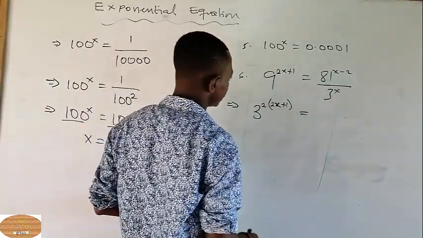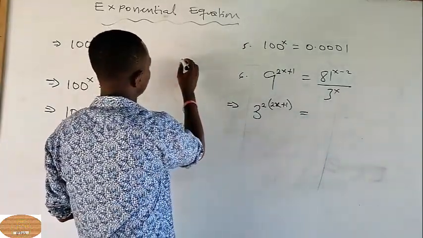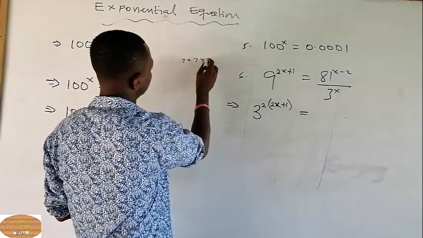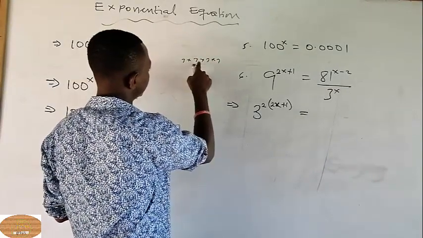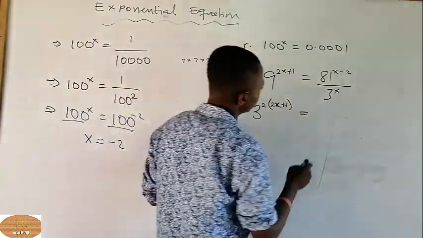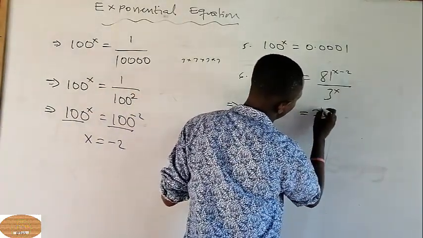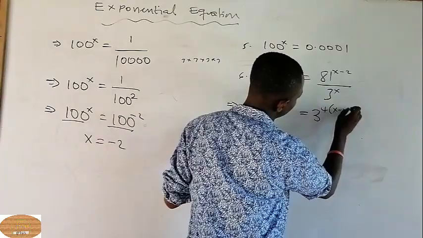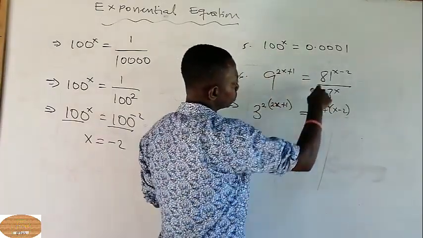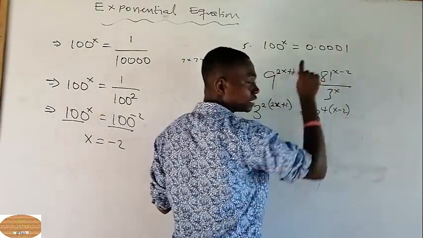So this one is 81. Now 81 is 3 to the power 4. So 3 times 3 times 3 times 3: 3 times 3 is 9, 9 times 3 is 27, 27 times 3 is 81. So 3 to the power 4. So I'll add x minus 2. Alright, so this one is giving us 3 to the power 4. That is 81.